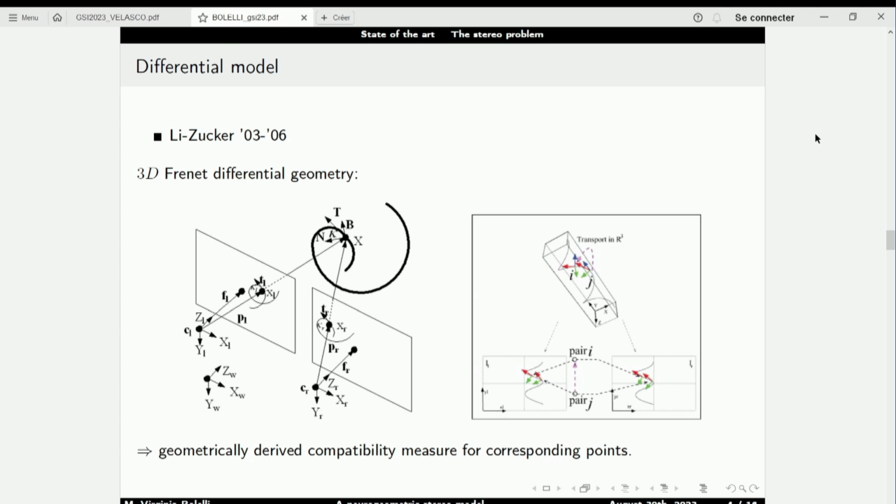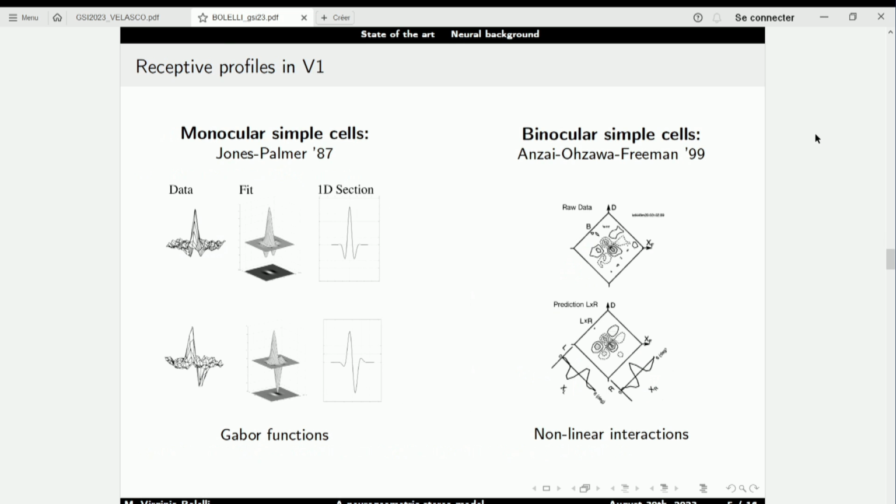Although this measure relies on a purely geometric approach, this model is neural-based, since their starting point is the differential information on the two retinas, which is encoded by receptive profiles of monocular simple cells in the primary visual cortex. We have already seen, for example, in the first talk, that monocular simple cells are selective for orientation, where we stress again that orientation is identified with tangents to the visual stimulus. Their response to a visual signal is quantified and modeled in terms of Gabor functions.